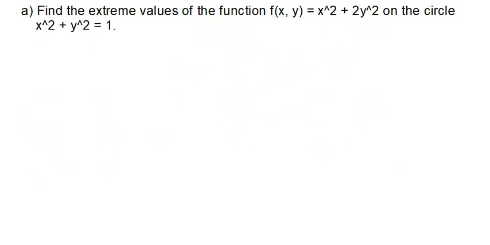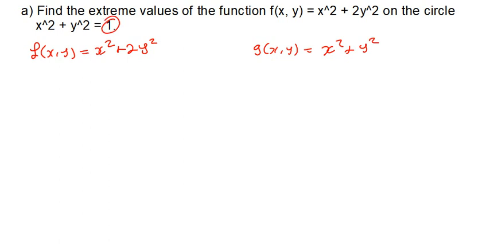We are saying find the extreme values of the function f(x, y) equals x squared plus 2y squared on the circle x squared plus y squared equals 1. So the function that we have, f(x, y), is x squared plus 2y squared. The constraint that we have, I'm going to name it g(x, y), equals x squared plus y squared. I don't need to include the 1 here, because when I'm differentiating, that will still be a 0, hence I don't need it.